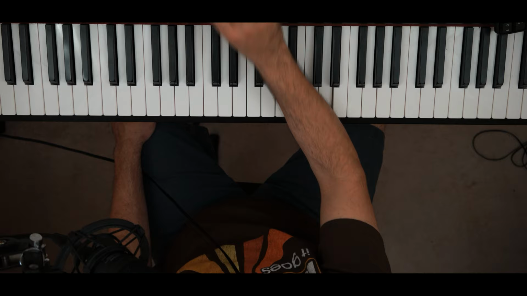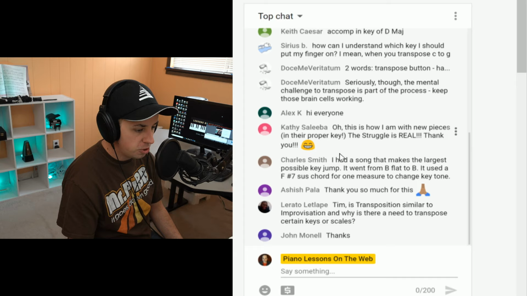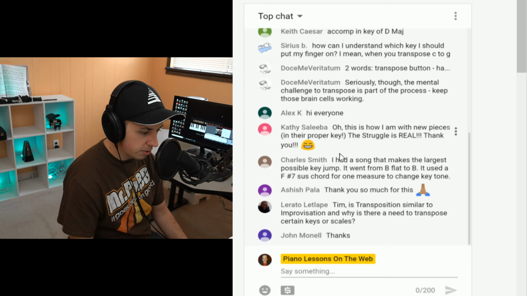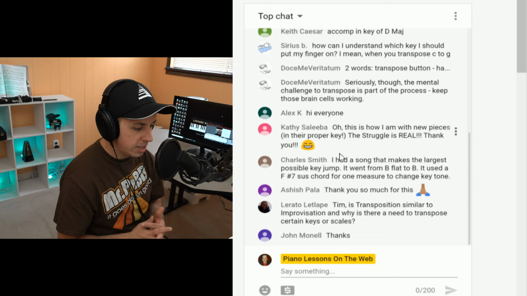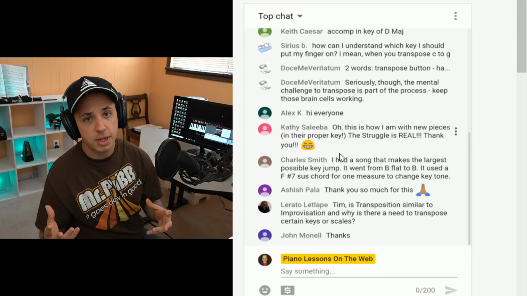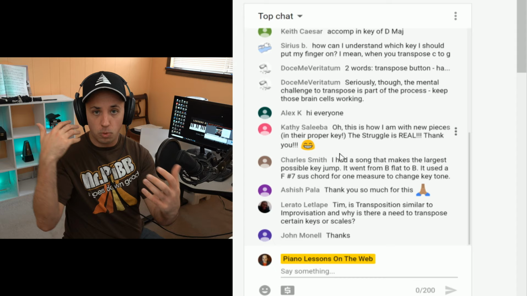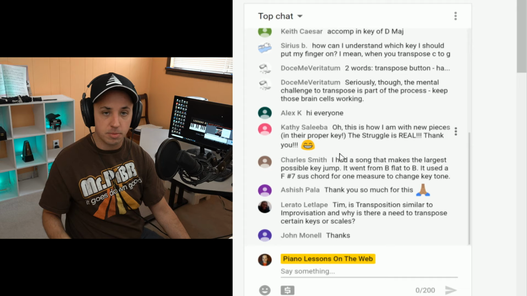Laredo says, "Tim, is transposition similar to improvisation, and why is there a need to transpose certain keys or scales?" So I did explain the reason why to transpose to certain keys or scales. Well, actually, I didn't mention this part. In music, you're gonna find transpositions and modulations. The modulation is when the key changes in the piece. And then you're transposing it to that key sometimes.